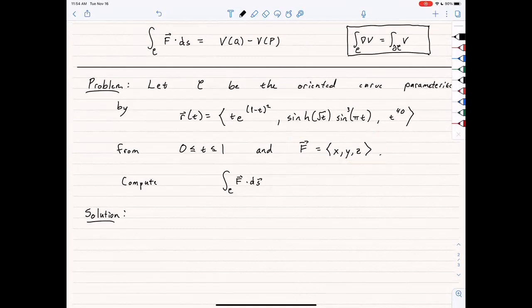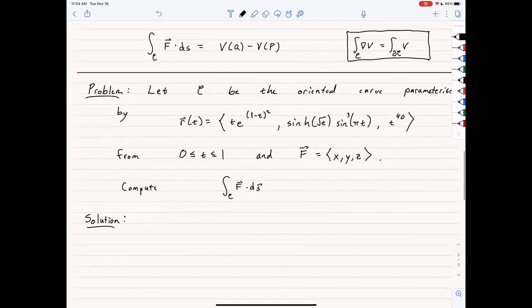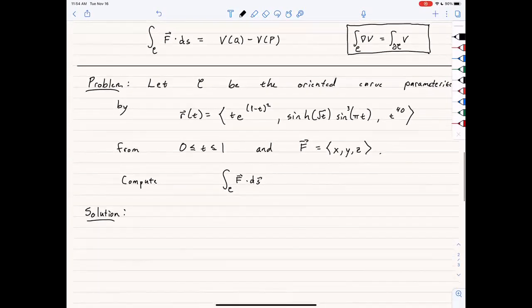What do you guys think? Is this vector field conservative? Maybe. How many think it's conservative? Yeah, good. If it wasn't, then it would be bad news. Okay, so yes, it's conservative.